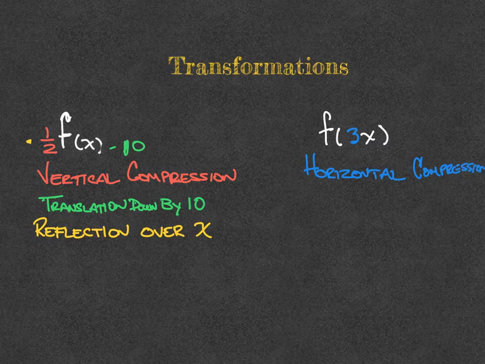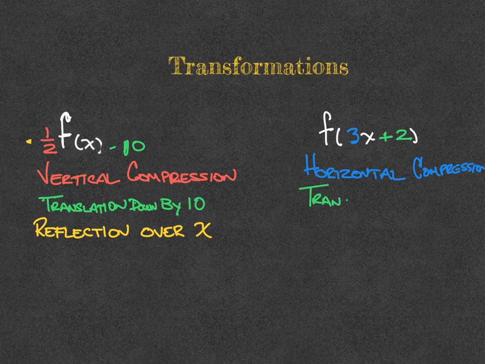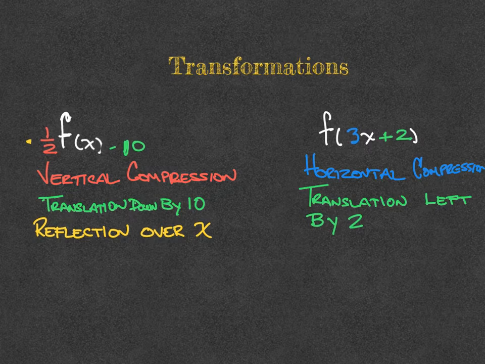Okay. And let's change this a little bit. Let's say that inside of my parentheses, I have a plus 2. Okay. What is that going to do? Well, now, that plus 2 is adding inside of the parentheses. Okay. This tells me that this is going to be a translation to the left by 2. Remember, every time that it moves up, down, left, or right, we can say by how much. This is a 2, so it'll be by 2, okay?